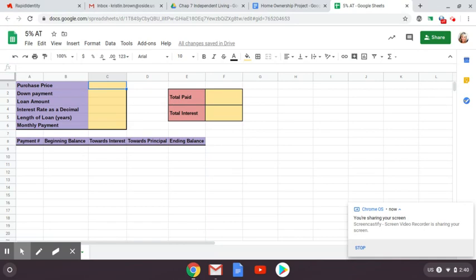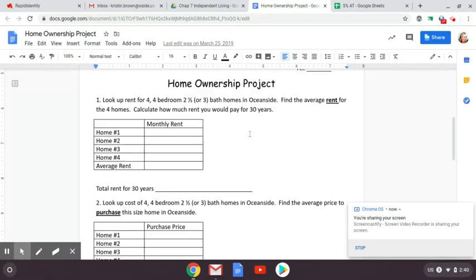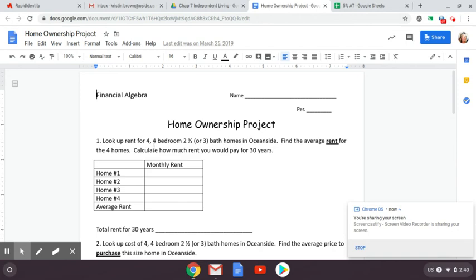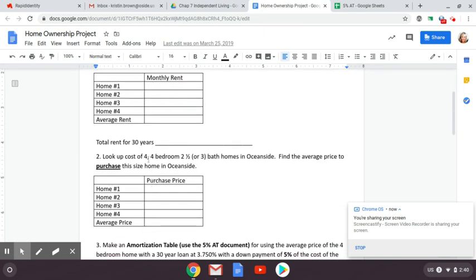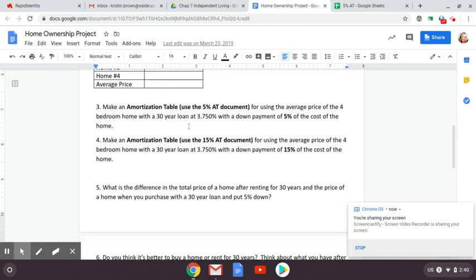I'm going to go over how to fill in the loan amortization schedule for your project, the home ownership project, which is right here. You were asked to look up 4 different 4-bedroom homes to rent and then find the average, and then 4 different 4-bedroom homes to purchase and find the average. And then you had to do 2 different loan amortization tables, one at 5% and one at 15% down payment.